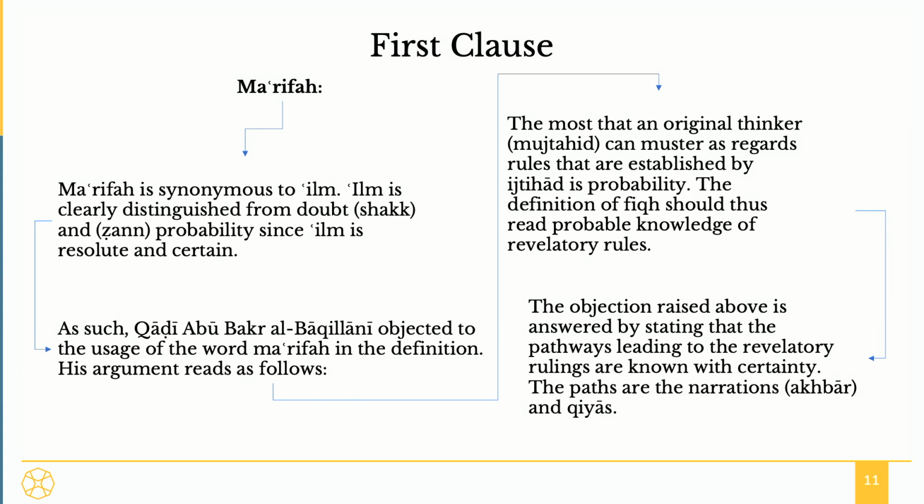The objection raised above is answered by stating that the pathways leading to revelatory rulings are known with certainty, and the pathways are basically the narration and what we refer to as qiyas. This is one of the answers that is given. I think a simpler answer would be, wallahu alam, that we understand that what is meant by ma'rifah is dhan. When we say knowledge of the revelatory laws, we don't mean certain knowledge. We basically mean probable knowledge. That is one way of looking at it.